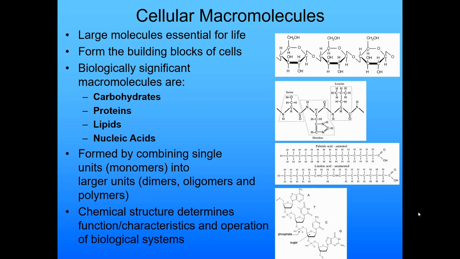You should know what monomers, or the chemical building blocks, make up these polymers. So carbohydrates are made from monosaccharides. Proteins are made from amino acids. Lipids are made from hydrocarbons. And nucleic acids are made from nucleotides.